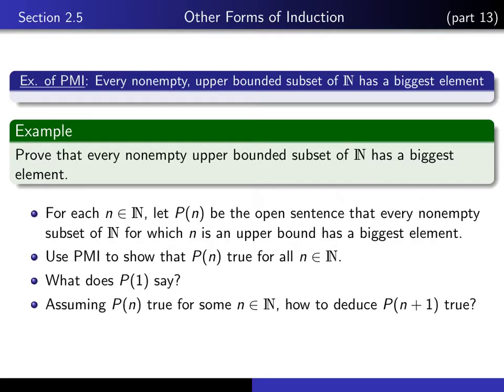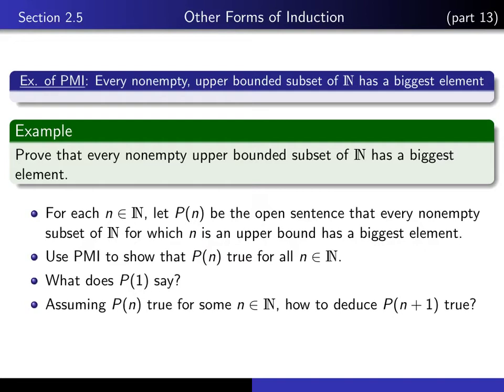So that would show that P(1) is true. Now when we're trying to deal with the inductive step, suppose we give ourselves some n and we assume that P(n) is true. How would we deduce that P(n+1) is true? Well, P(n+1) says that every non-empty subset of ℕ for which n+1 is an upper bound has a biggest element.